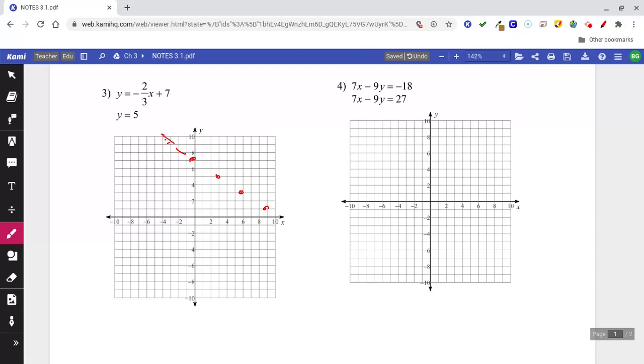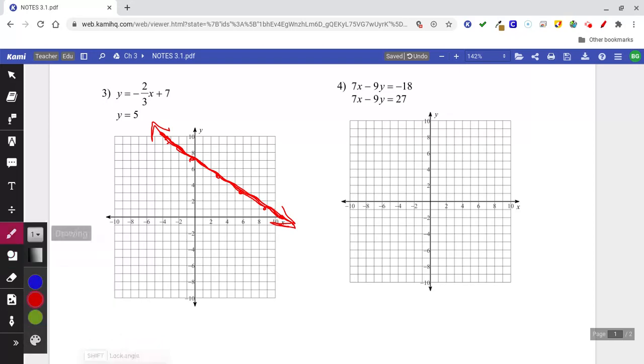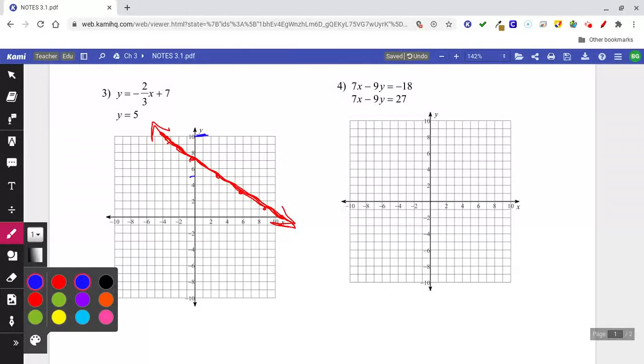You only see 5 dots on the page, but once you draw your line through, please understand, you've drawn an infinite number of dots, not just 5. The 5 that you drew are just the ones that happen to be nice non-fractions. y equals 5. If you go to y equals 5, that's going to be a horizontal line. So draw a horizontal line.